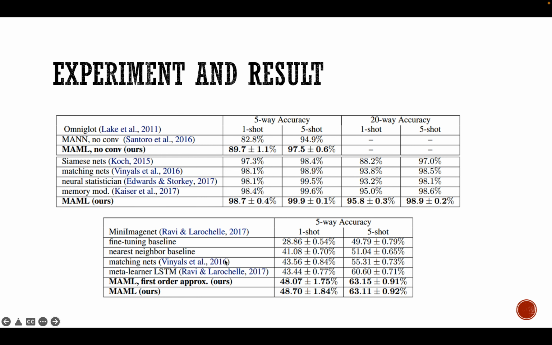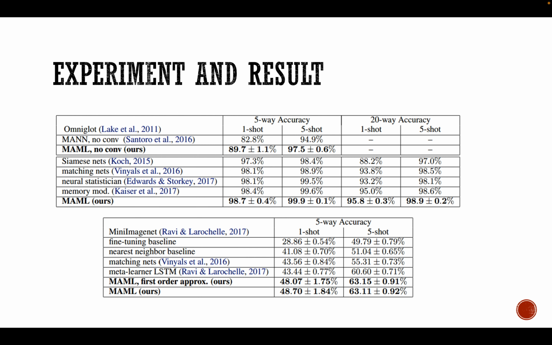So based on the results, they compared several experiments which are not only for the few shots but also other classification algorithms using the Omniglot dataset, which is shown on the top, and they also used the mini ImageNet, which is shown in the bottom. So they compared this with the MAML population average.